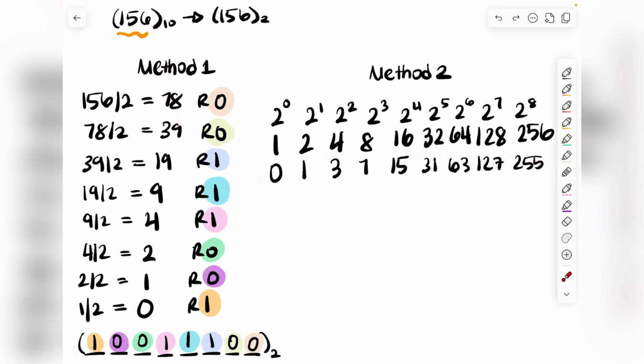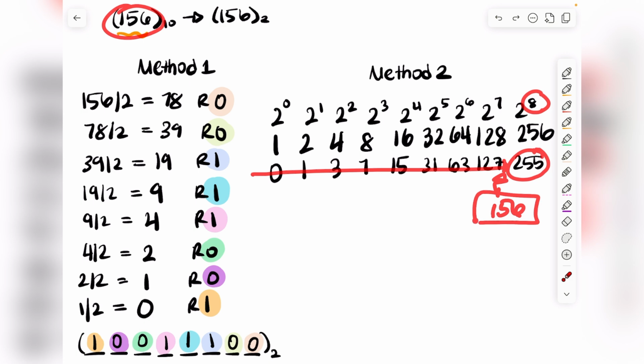Where is 156? Well, it's between 127 and 255. The way you read this table is you say, if I have 7 bits, then I can represent up until the number 127. But that's not enough to represent 156, so you move on to the next. If I have 8 bits, then I can represent all of the numbers up until 255, which includes 156. So in order to represent 156 in binary, I need at least 8 bits.